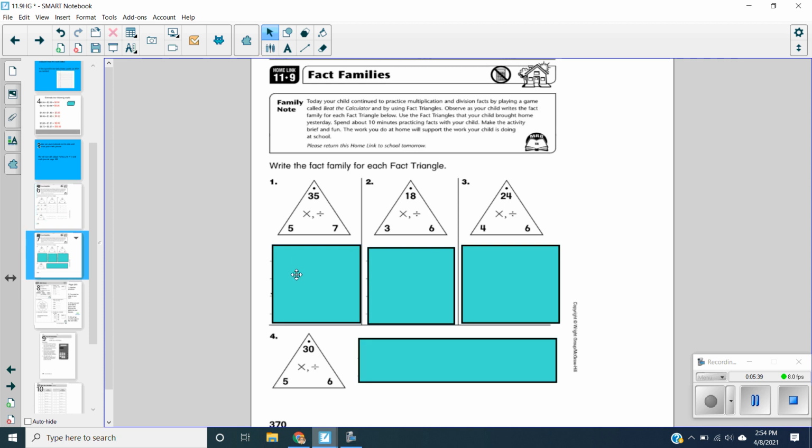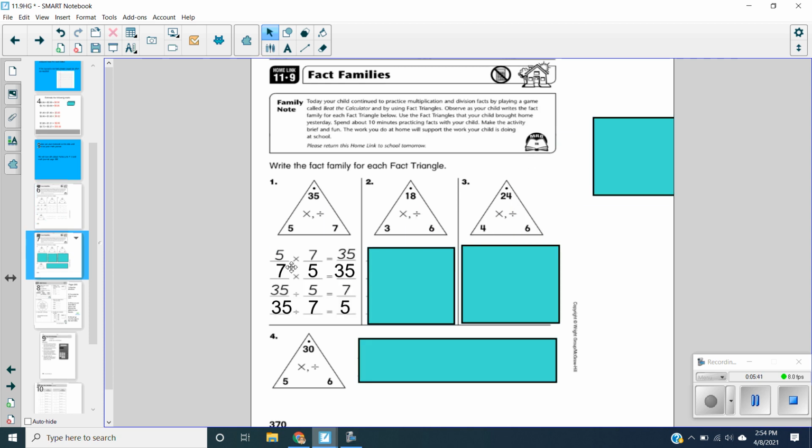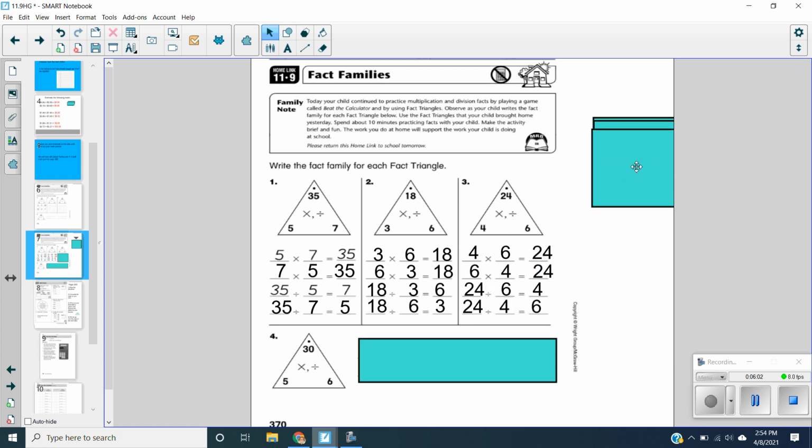All right, so finishing number 1, we should have added 7 times 5 equals 35, and then 35 divided by 7 equals 5. For question 2, when we're working with 3, 6, and 18, we would have had 3 times 6 equals 18, 6 times 3 equals 18, 18 divided by 3 equals 6, and 18 divided by 6 equals 3. When we have 4, 6, and 24, we would have had 4 times 6 equals 24, 6 times 4 equals 24, 24 divided by 6 equals 4, and 24 divided by 4 equals 6.